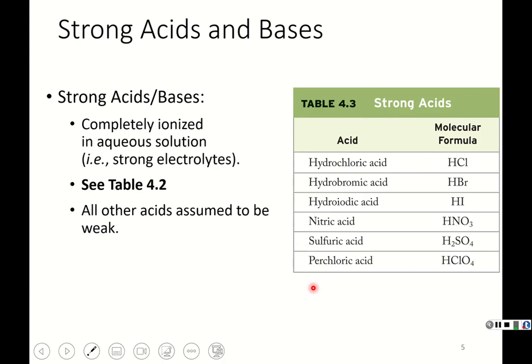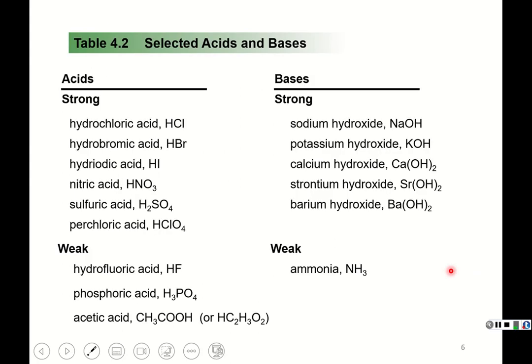Right, so strong acids, what are some strong acids? These are the ones you need to know. The halogens, except for fluorine, when they're combined with hydrogen, are all strong. So hydrochloric acid, hydrobromic, and hydroiodic acids. Nitric acid, HNO3. Sulfuric acid, H2SO4. And perchloric acid, which is HClO4. These are all the strong acids, or at least the ones that you need to know for this class. You can really assume that all other acids that you see are weak. Here's another table.